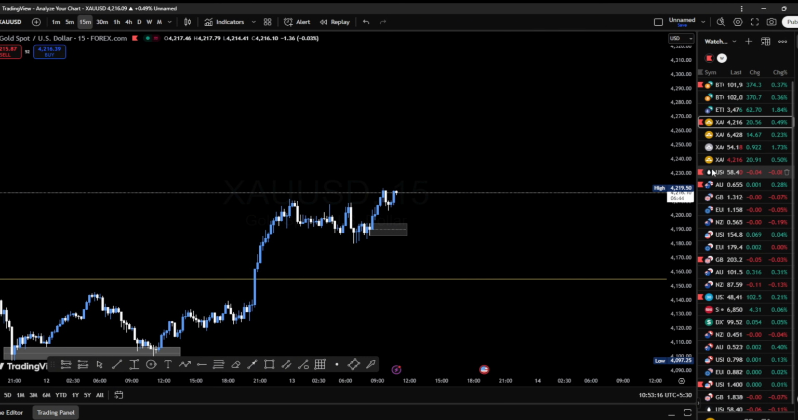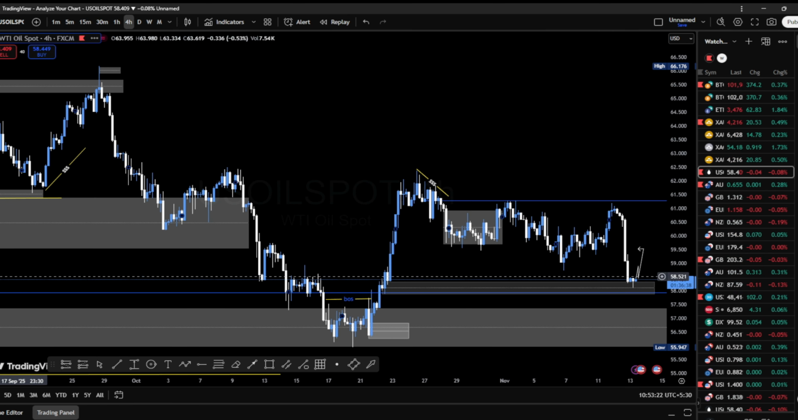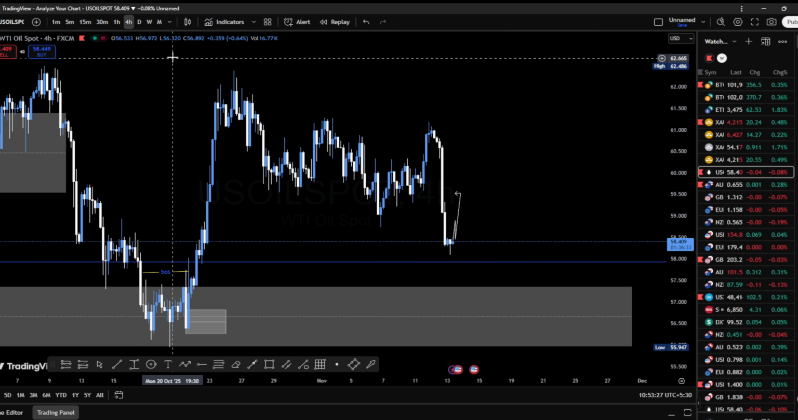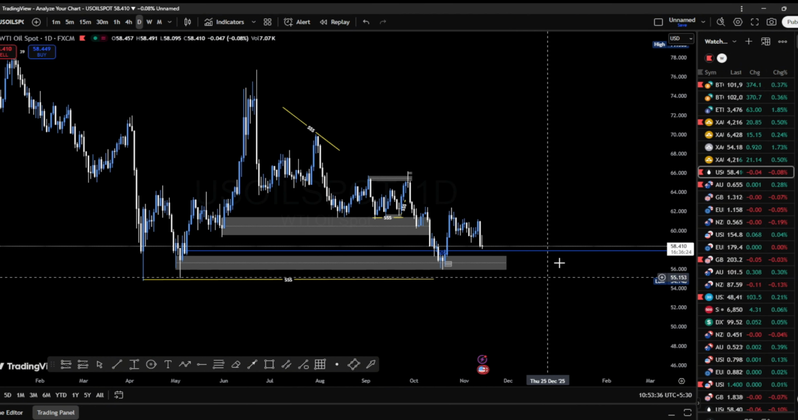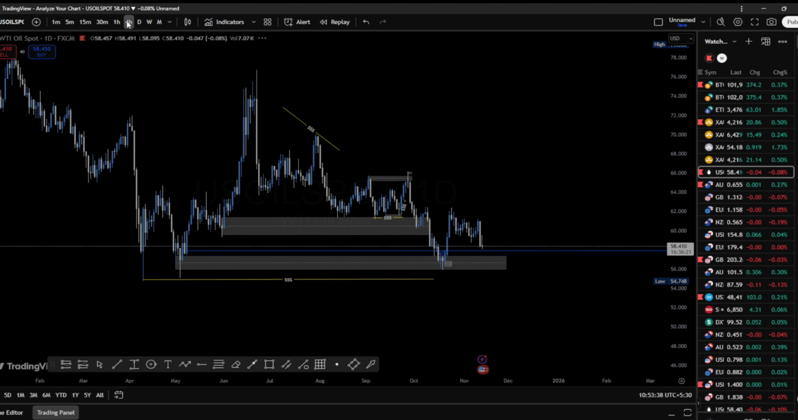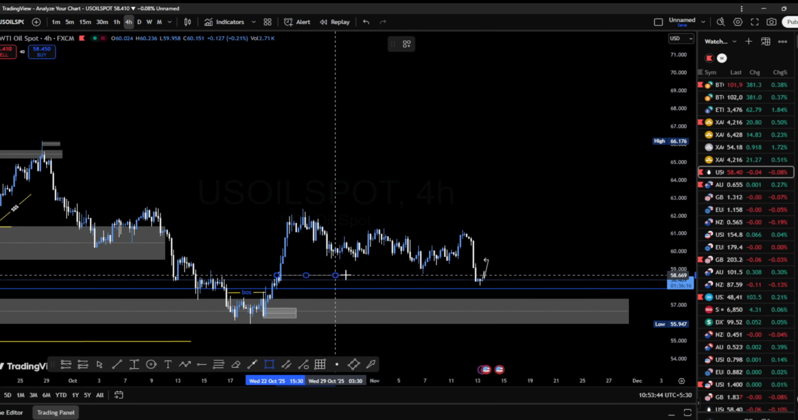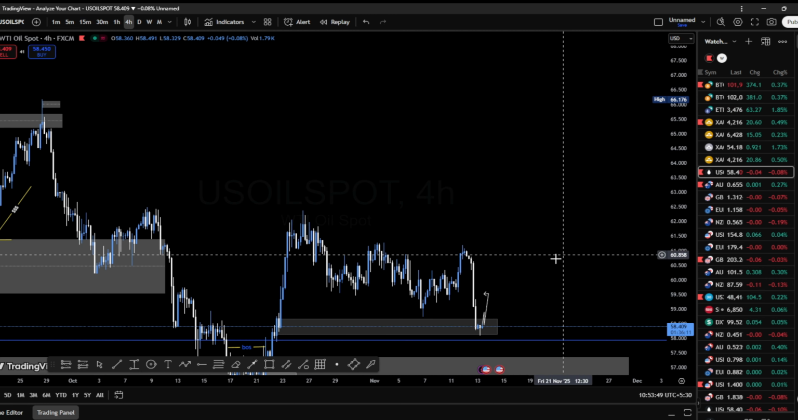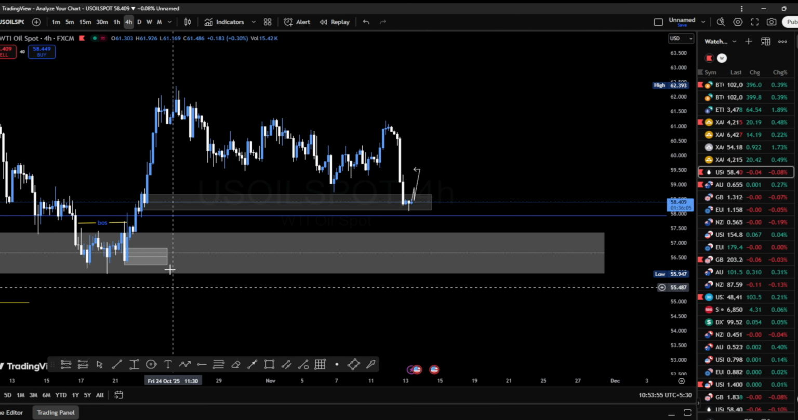Now let's talk about US oil. What's going on in US oil? Let me remove all these things. In the daily time frame we can see the market is creating a pattern. In 4 hour we can see these are actually levels. I already marked these zones. This is the 4 hour levels. These zones, this zone. If I zoom out, let me show you. These are all zones. This is also a zone.